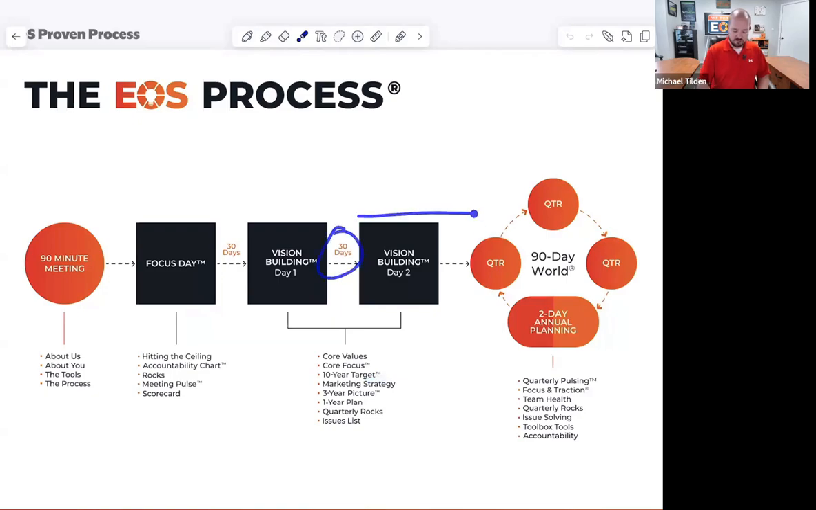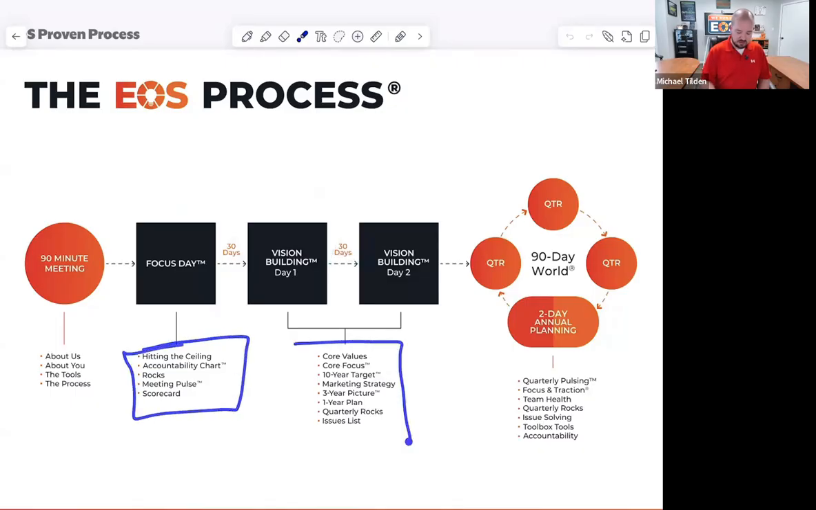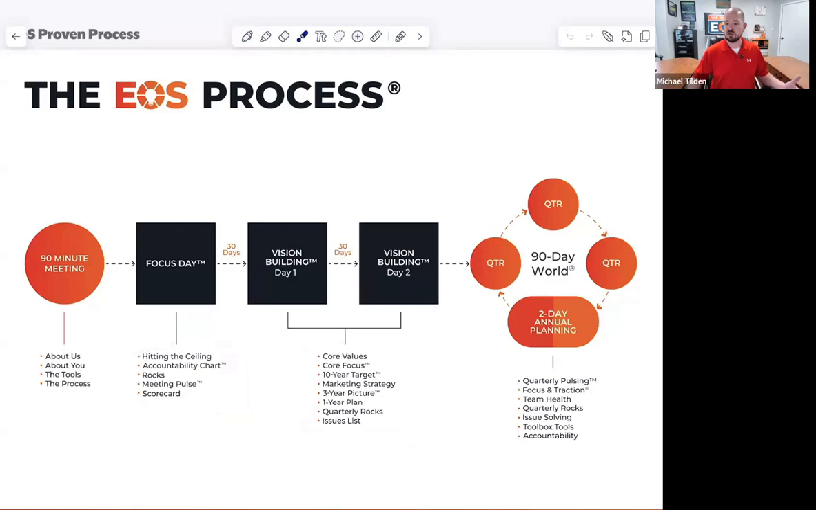30 days later, we come back for vision building day 2. We perfect the focus day tools, making sure that all of the kinks and the bugs have been worked out and the leadership team has mastered them. We then continue answering the questions on the VTO, those 8 vision questions that I referenced earlier, so that at the end of 3 days working together, just 60 days in, the leadership team has mastered focus day tools and they've got a clear and compelling vision ready to roll out to the rest of the organization.